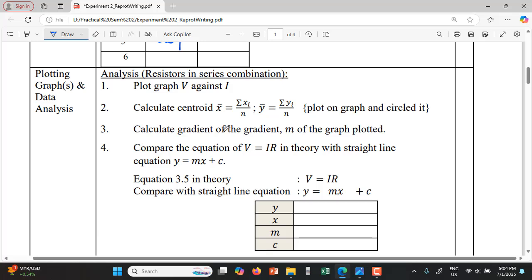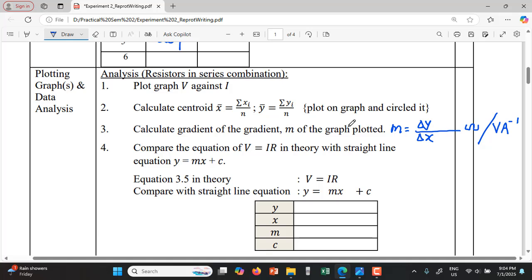So dalam report writing nanti anda akan kirakan gradient untuk graph plotter. So pastikan letakkan unit untuk gradient. So since kita faham gradient tu mewakili resistance, anda boleh terus tulis unit untuk gradient adalah ohm, ataupun kerana gradient adalah koordinat y bahagi koordinat x, jadi kalau kita nak letak unit dia ohm, anda boleh juga letak unit paksi y volt bahagi unit paksi x. Unit paksi x adalah ampere, so unit untuk gradient will be volt per ampere pun boleh diterima.